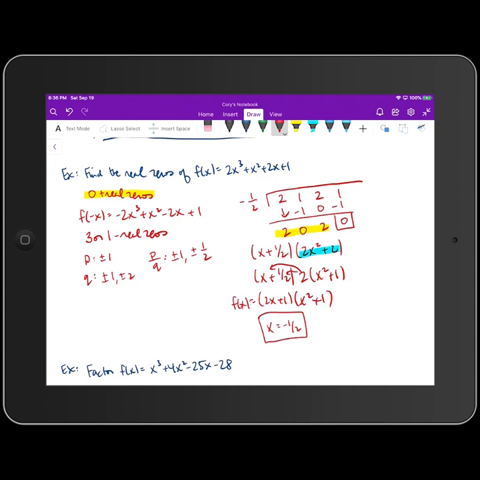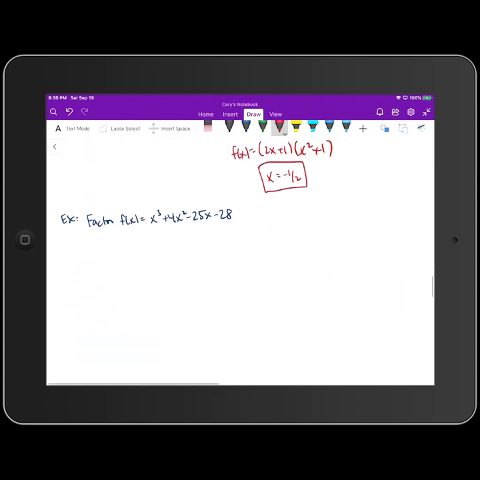Okay, but again, we're not going to be able to factor all polynomials using standard factoring techniques, and we'll see that with the next example that we look at. So the directions here ask us to factor. So again, the directions are different. We're not asked to find the real zeros. We're asked to factor this polynomial. So we want our final answer in factored form.